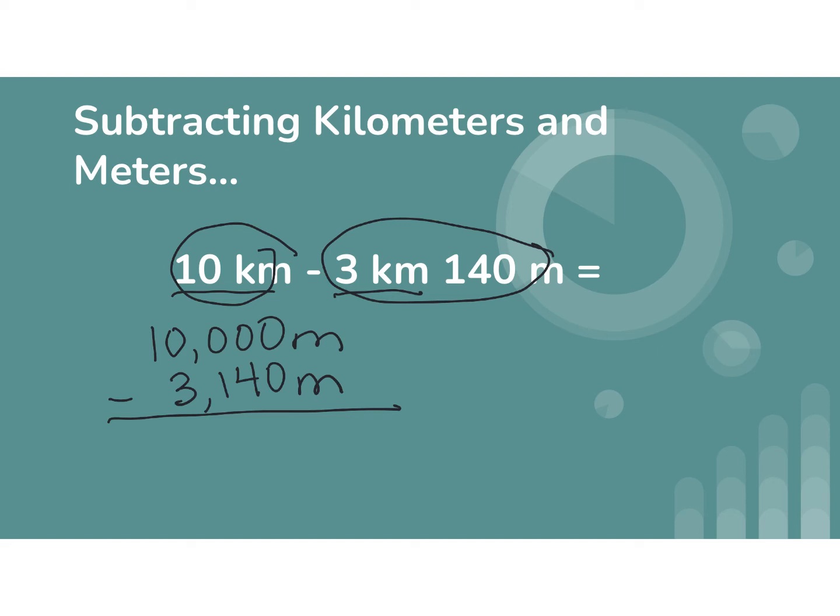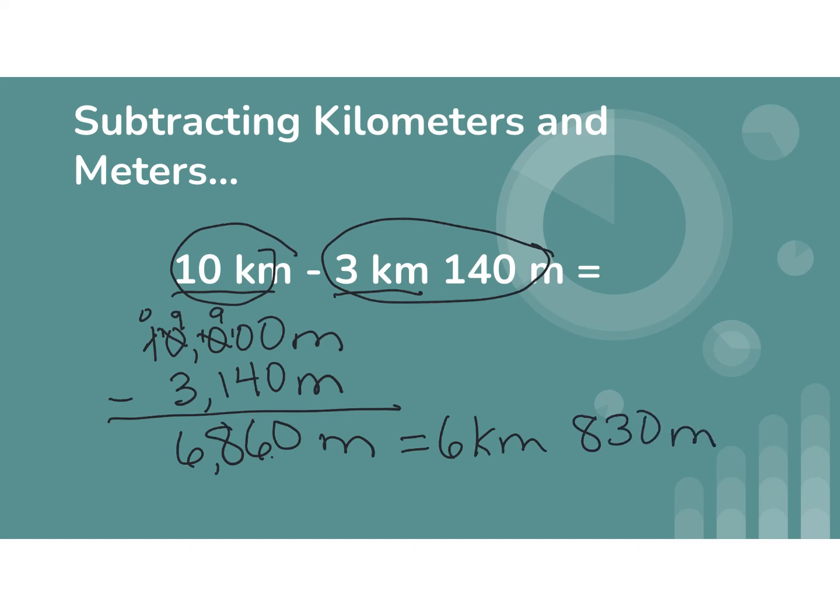That is a great strategy. If you're having trouble, change it all to the same unit and that will help you. Okay, if I subtract all of that, then I get 6,860 meters. So I want to change that to kilometers and meters. So I want to change that to 6 kilometers, and then I have 830 meters.